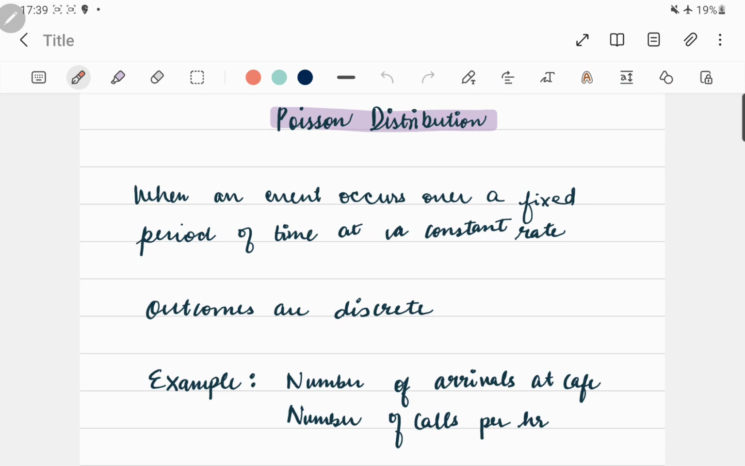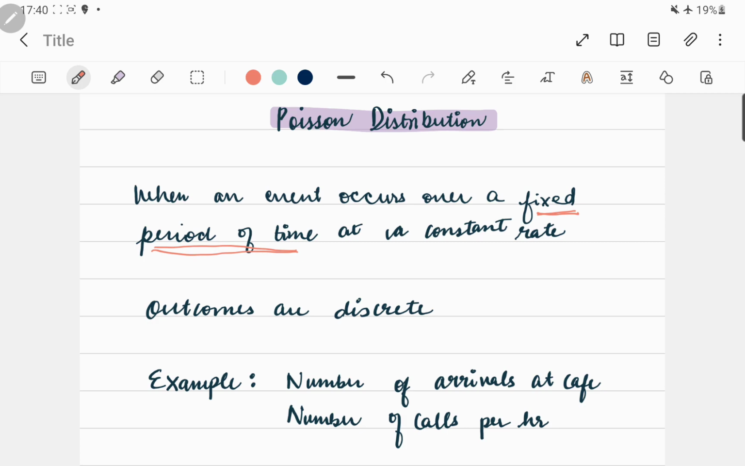In this one we are going to discuss Poisson distribution. So Poisson distribution occurs when an event occurs over a fixed period of time. Just want to be clear here that it's not necessarily always time, okay? It can be in a particular area or over a particular volume, so it could be anything. But for now, let's consider this as the definition.